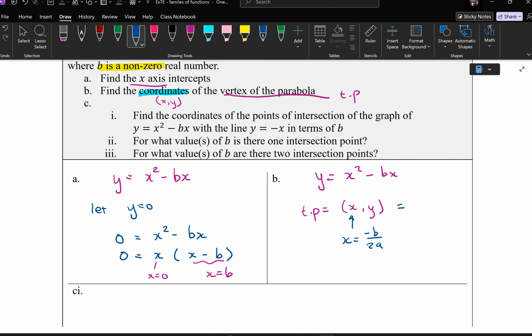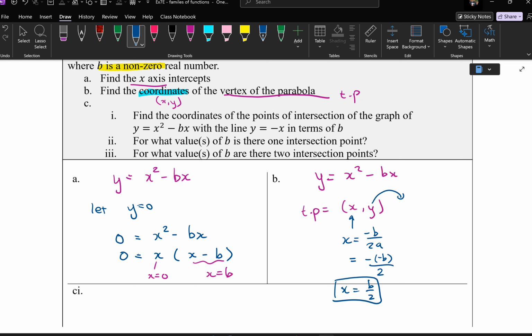So that would mean I would have the x-coordinate as the negative of negative b over 2 times 1, which is b on 2. So really you've got b on 2, which makes sense because it's halfway between 0 and b. So it must be b on 2. That's true. Fair call. How do I get the y-coordinate then? Beautiful. Sub it back in to find your y-coordinate.